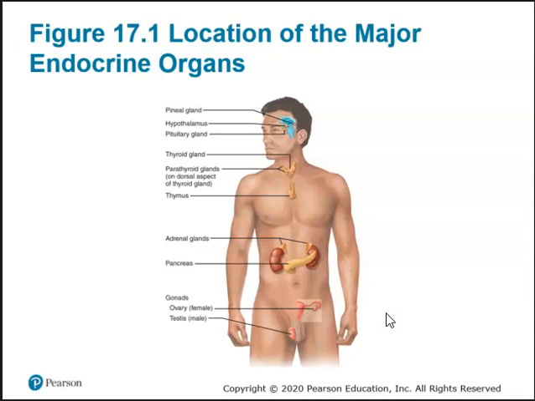And then in males, the testes are located within the pelvis. And in females, of course, there are the ovaries, again located within the pubic region. I'm sorry, so the testes are here, the ovaries are here in a female patient. So these are the locations of the major endocrine glands.